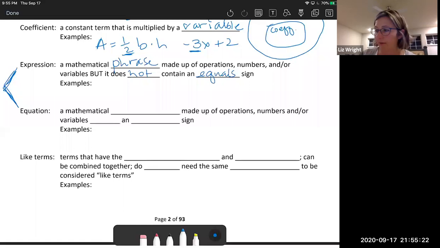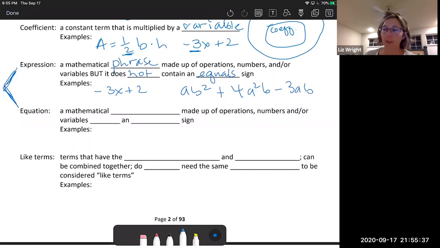So kind of following down the examples that we have up above, it would be -3x plus 2. Or we could have something like ab squared plus 4a squared b minus 3ab. And then that's just an expression. So there's no equal sign in that.